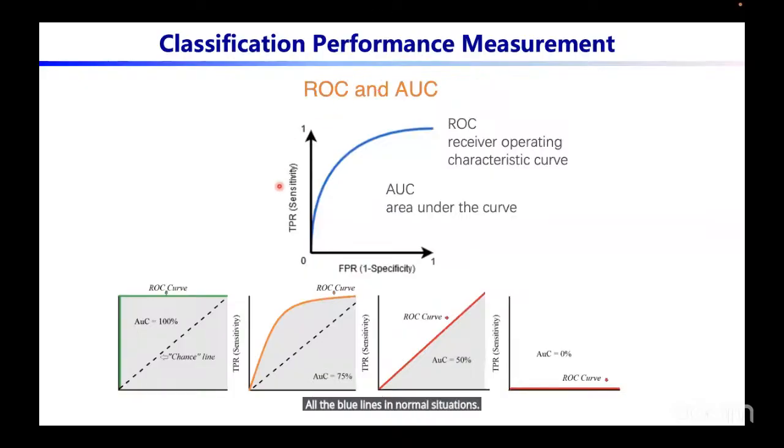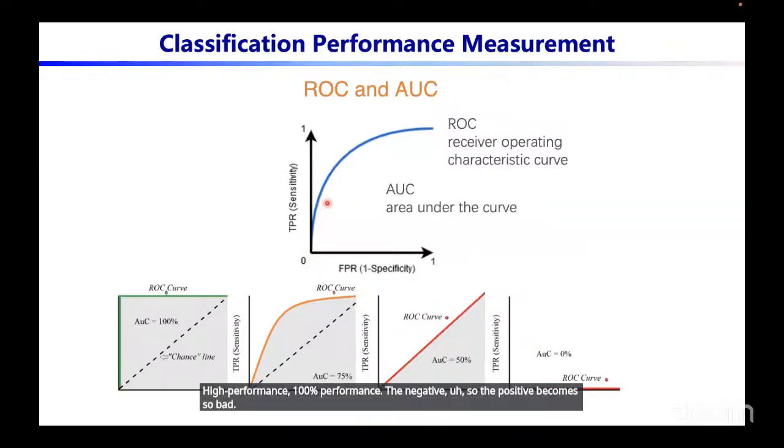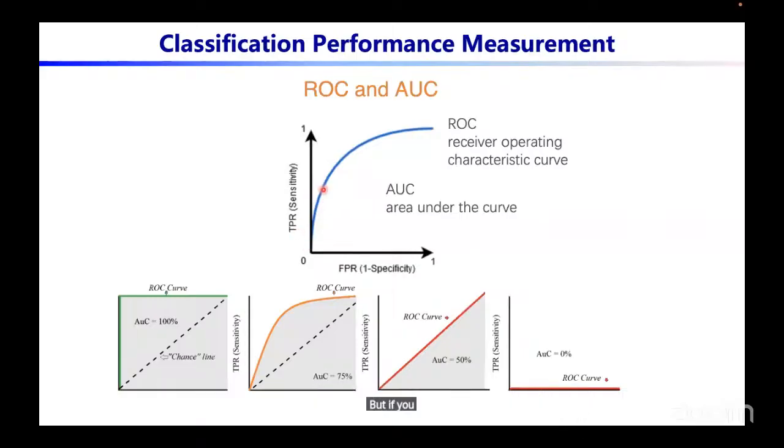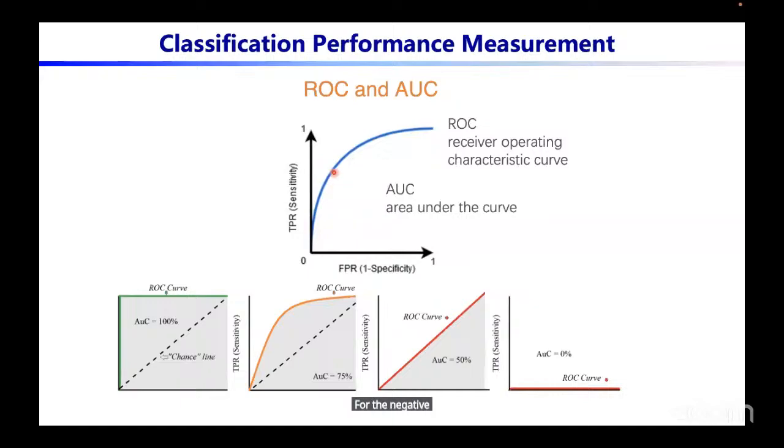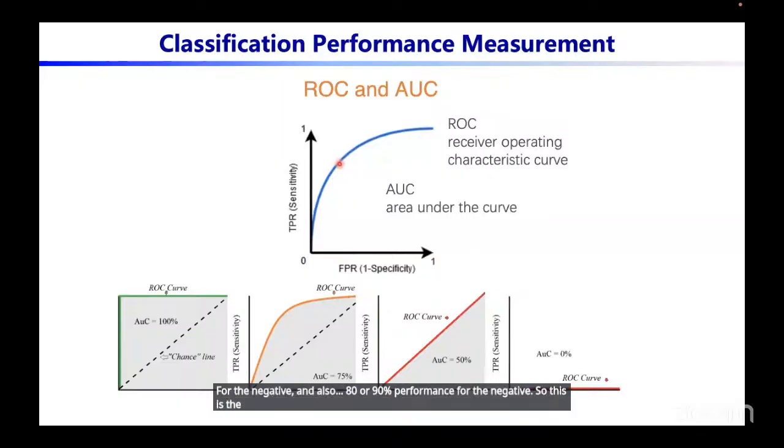So if you want a high performance, 100% performance for the negative, the positive becomes so bad. But if you allow the negative performance to drop a little bit at a certain point, it can achieve both quite a high performance. For instance, here you can see almost 80% performance for the negative, and also 80 or 90% performance for the positive. So this is the realistic situation.